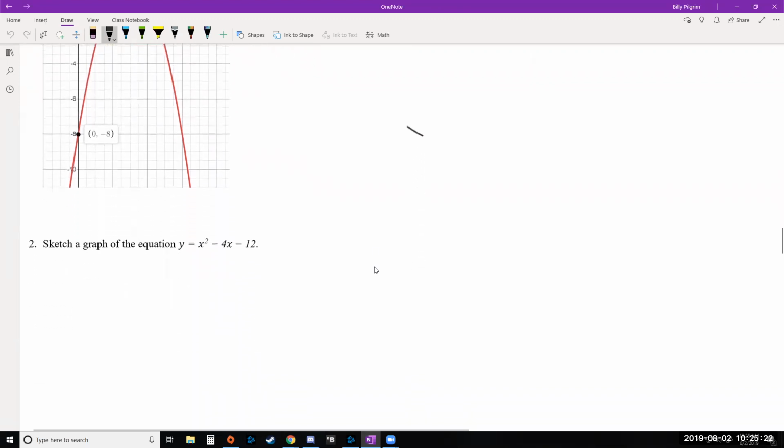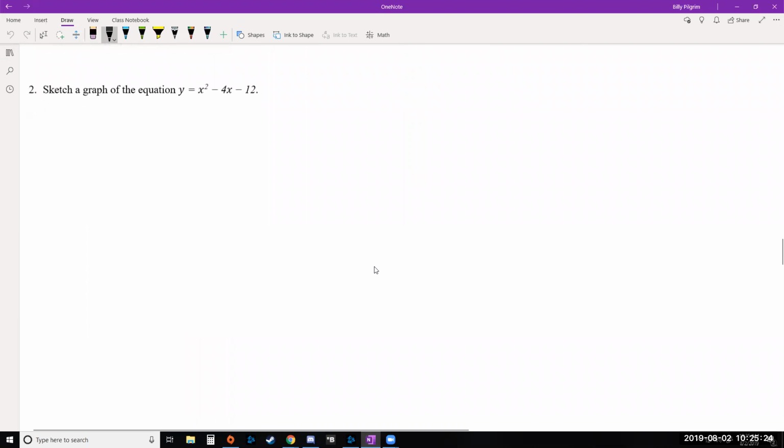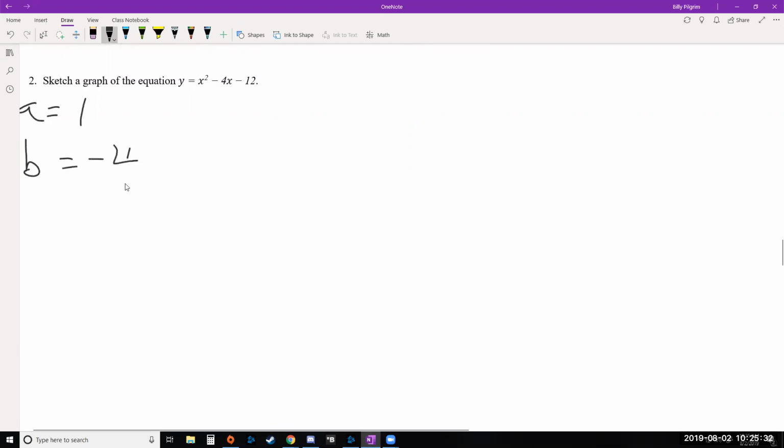Let's do one more example of this, running through all those details again. First, we want to know, does it open up or down? Let's identify our a, which is 1, b, negative 4, c, negative 12. a is positive, right? It's 1, so that means it opens up this time.